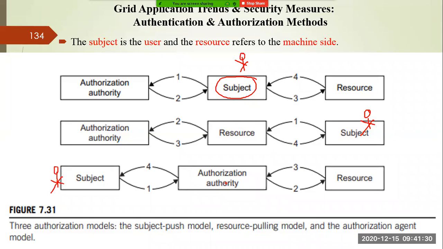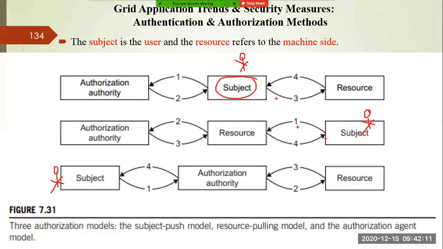So what happened in the subject push model? In the subject push model, the user conducts the handshake with the authority first. The user initiates the request to the authorization authority. Once he makes the request to the authority, the authority will give approval, and then the user is going to use the resources. First the user requests the authorization authority, the authority gives permission, then the user uses the resource and gets the result from the resource. Such a model is called the subject push model.